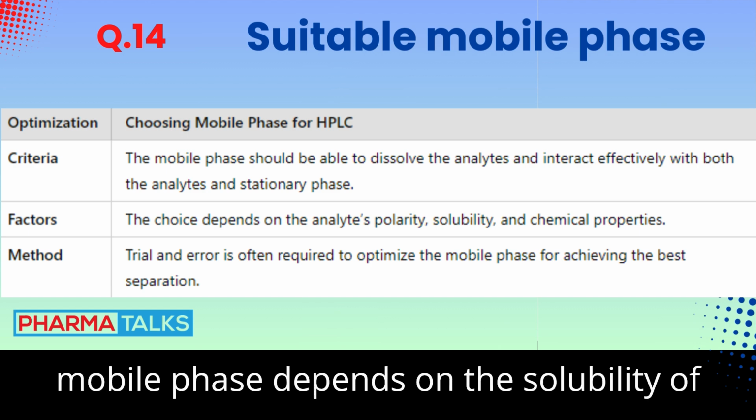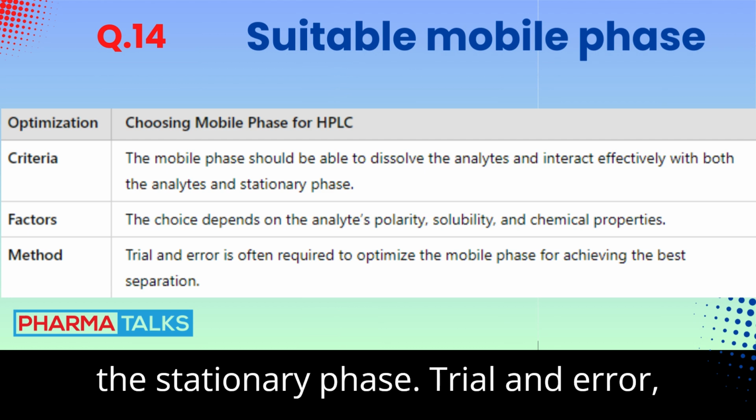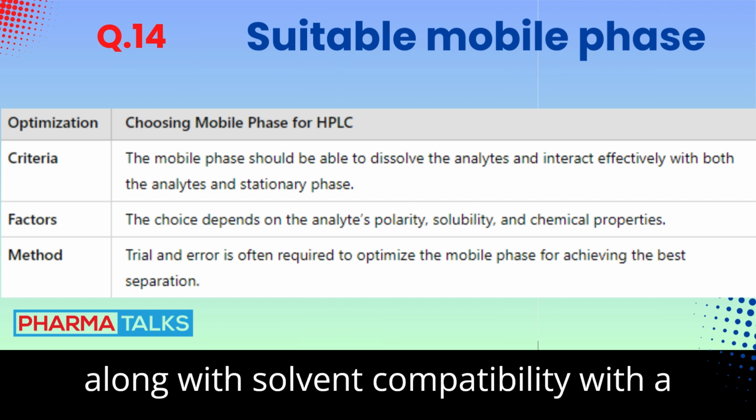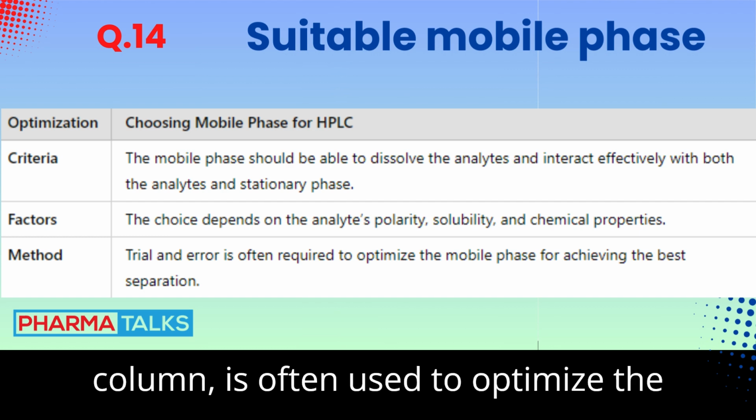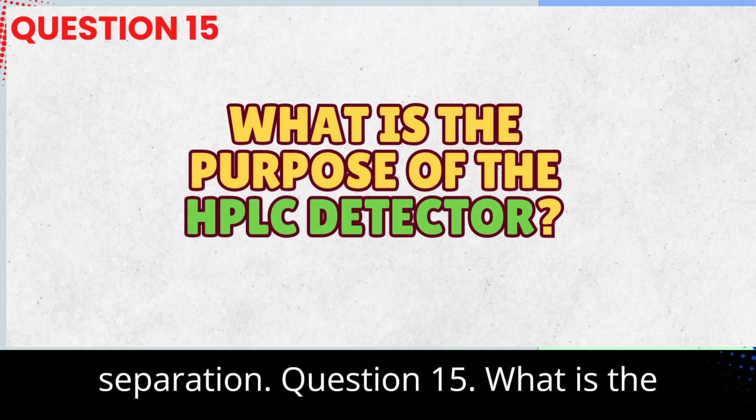Question 14. How do you choose a suitable mobile phase for HPLC? Answer. Choosing a mobile phase depends on the solubility of the analytes and their interactions with the stationary phase. Trial and error, along with solvent compatibility with a column, is often used to optimize the mobile phase composition for the best separation.